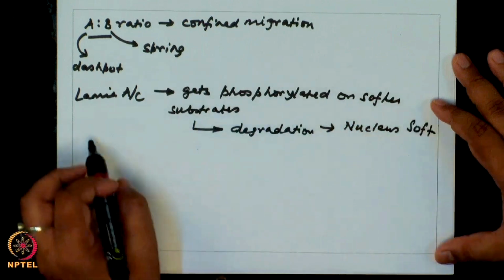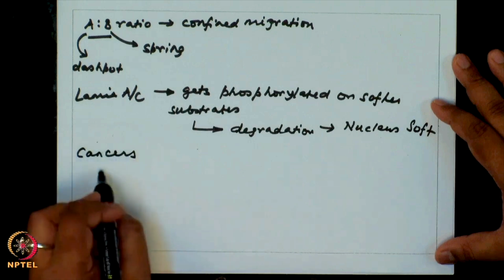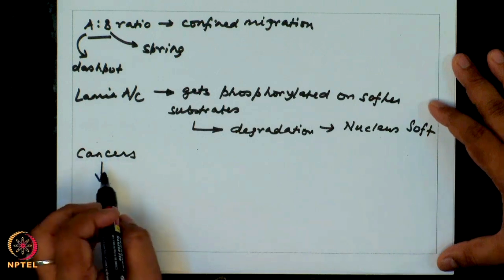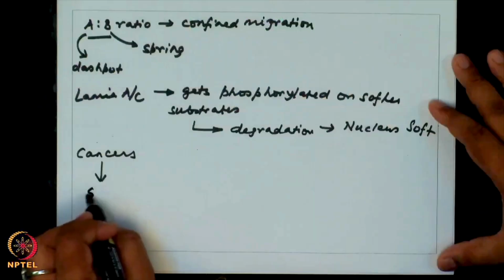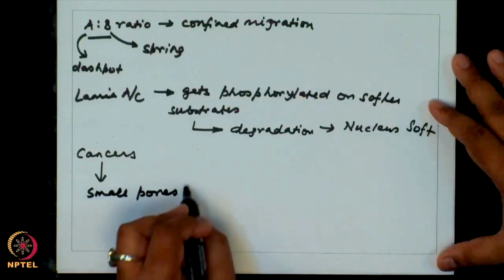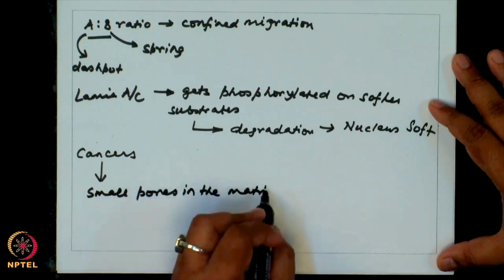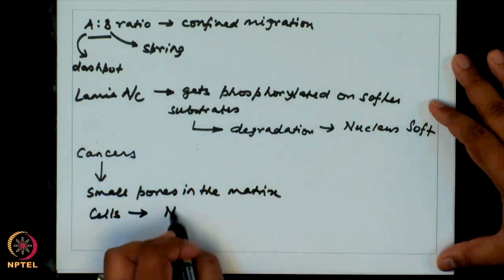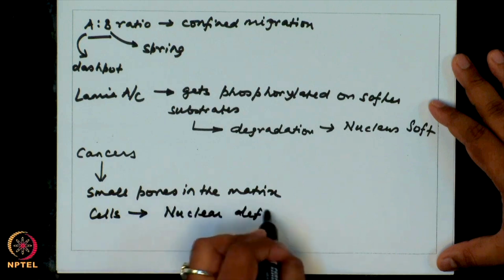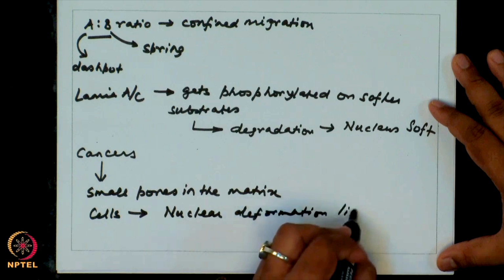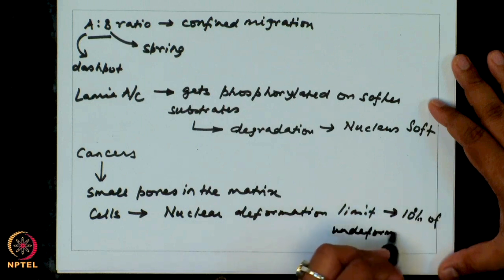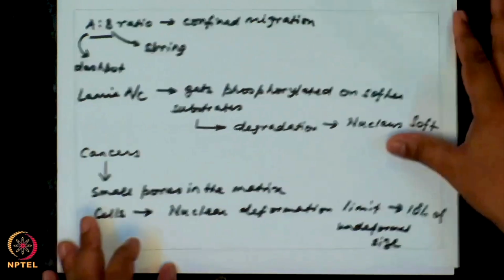In the context of cancers, for cancers to invade, you must have mechanisms by which the cell can pass through small pores in the matrix. And cells cannot deform arbitrarily. We have the nuclear deformation limit, which is 10% of undeformed size. So, the question is, how will cancer cells migrate?